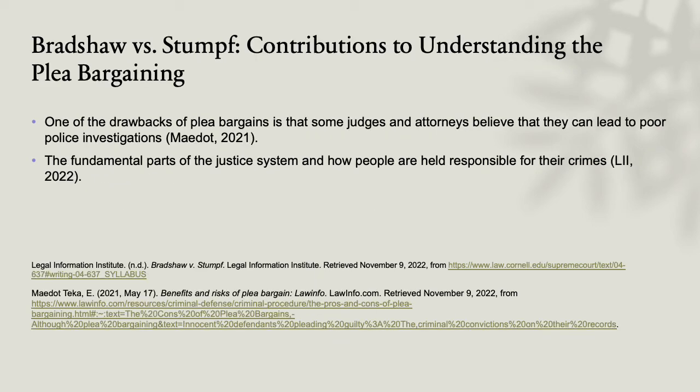Bradshaw v. Stump, contributions to understanding plea bargaining. With plea bargaining being the way that most cases in the criminal justice system are settled, there can be issues that arise from that. In the case of Stump, he at first claimed he did not understand that his plea bargain made him liable for an aggravated murder charge, but at the end of the trial he claimed that he had just made a bad deal.